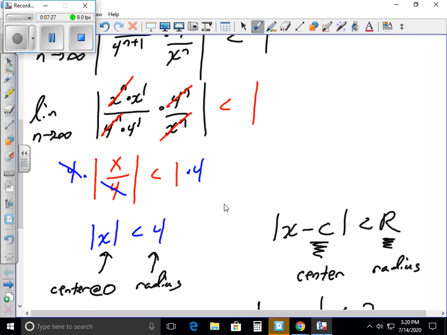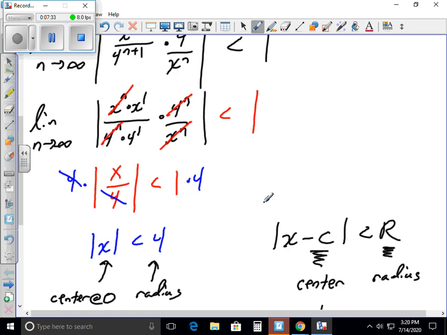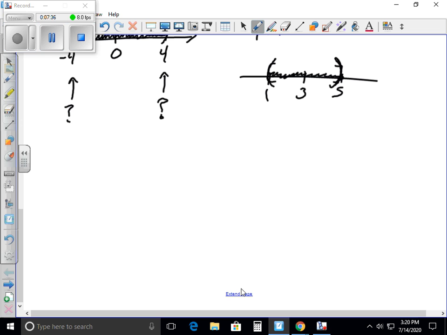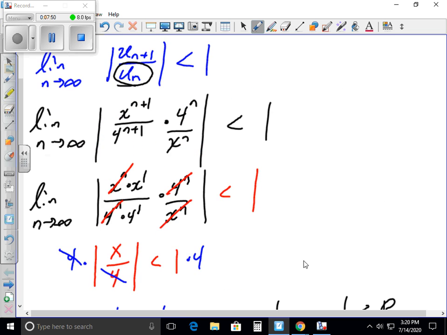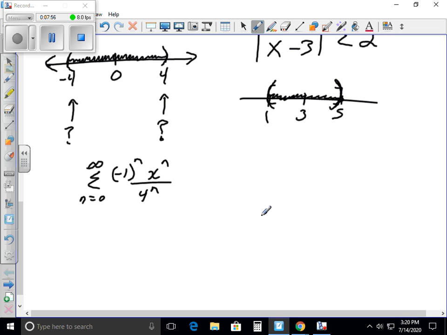So even though this is not part of the question, let's do this one to illustrate. So we have the series, I believe it's 0 to infinity, negative 1 to the n, x to the n over 4 to the n. Let's see if that's right. Okay. So that's our power series. So to check and see if 4 is included, we put a 4 in where we have an x.